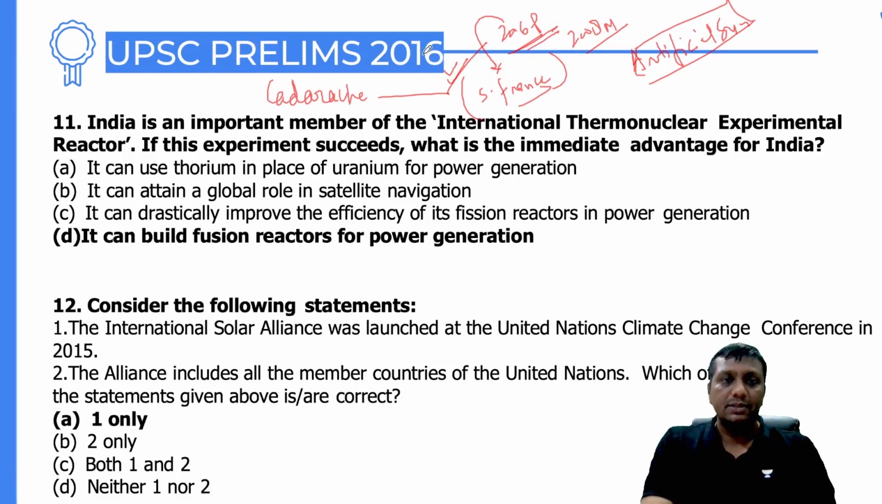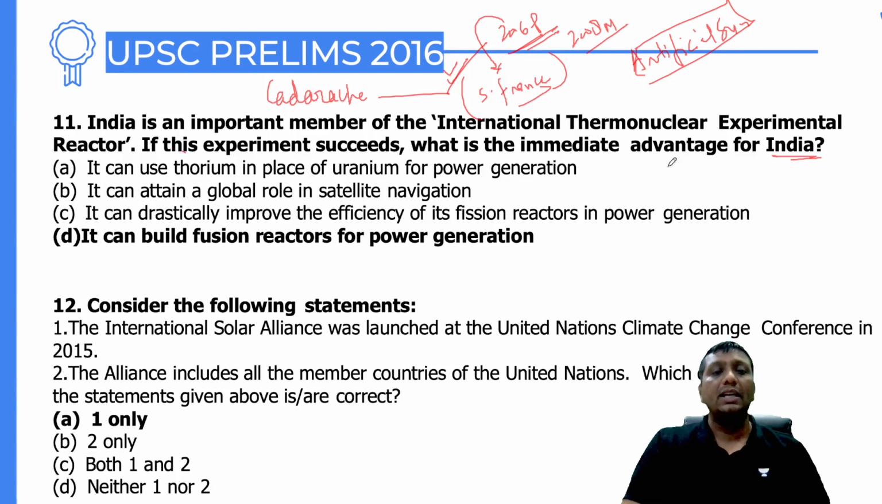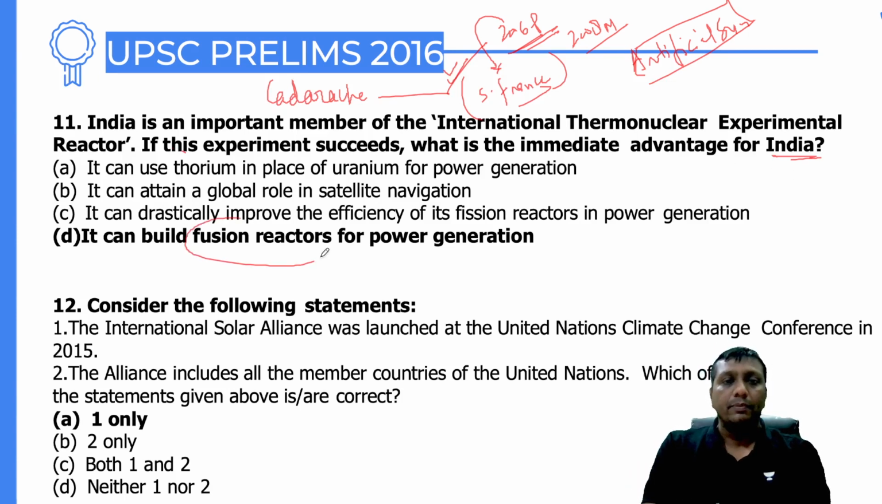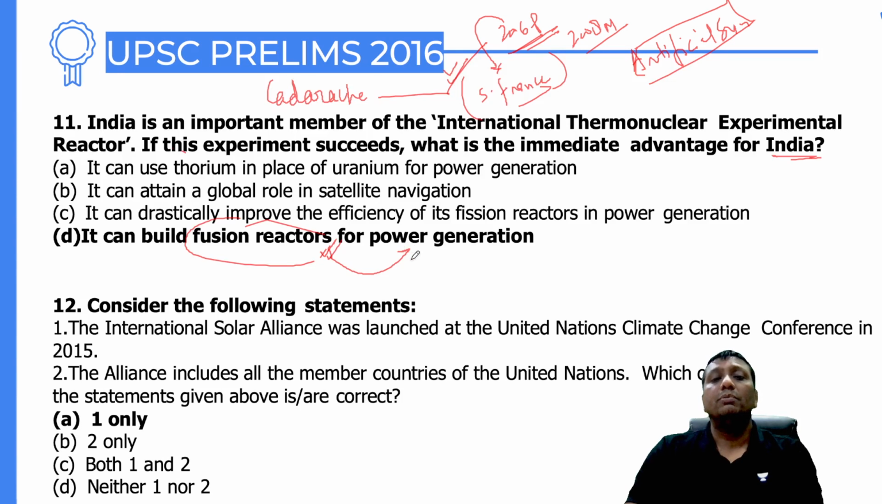UPSC asked about ITER: India is an important member of the International Thermonuclear Experimental Reactor. If this experiment succeeds, what is the immediate advantage for India? Definitely, guys, this is right because it is a fusion reactor. If we are successful with the fusion reactor, massive heat energy can be generated, and power generation becomes possible. Currently, the source of electricity generation is the burning of coal, and you all know very well that burning coal causes massive environmental pollution.